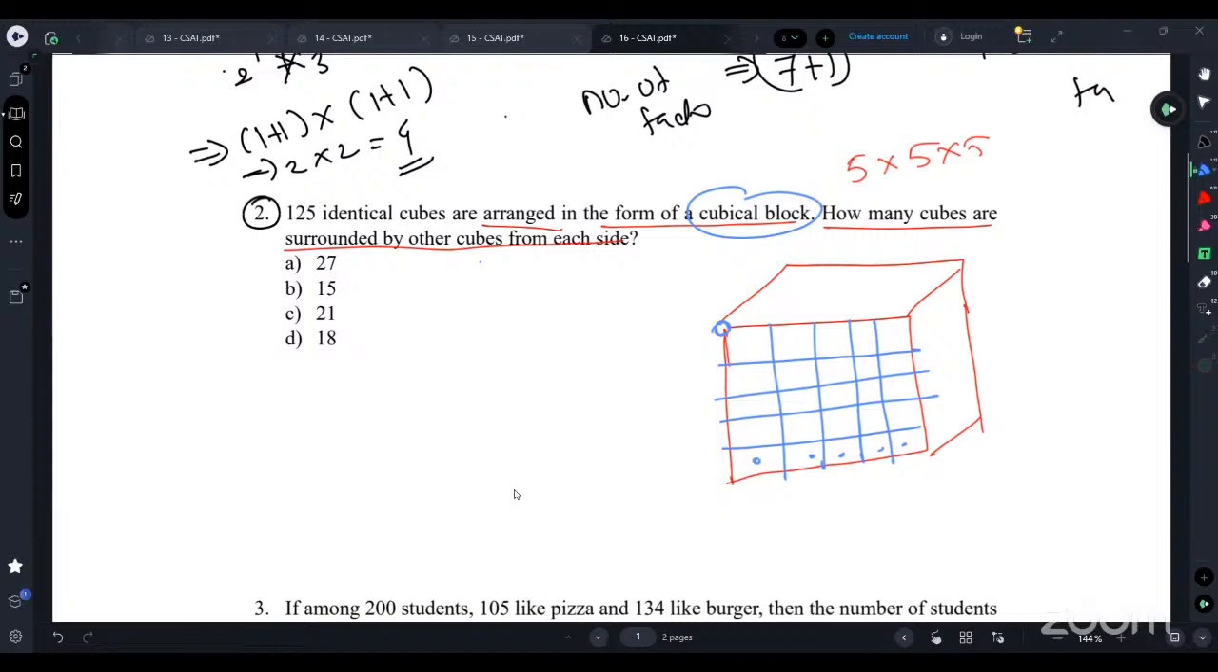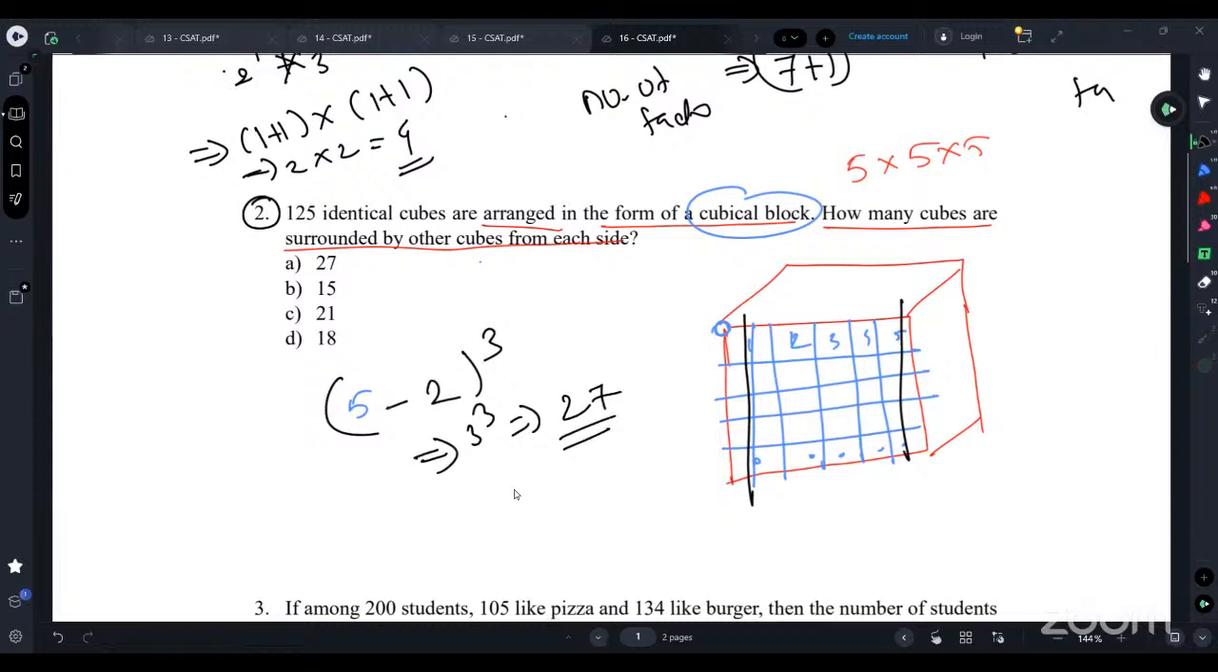So I have a total of 5 cubes on each side. But I cannot count these end cubes. So I will have to subtract 2 from each side and take the cube. In this case, it will be 3 cubed. So 27 cubes will be surrounded by cubes from all the sides. So 27 will be the correct answer. So 27 will be the number of cubes which will have no face painted.